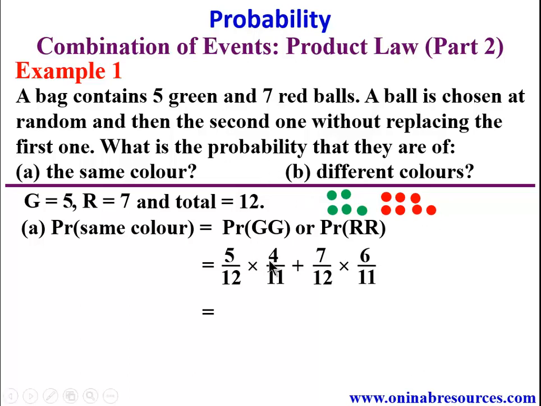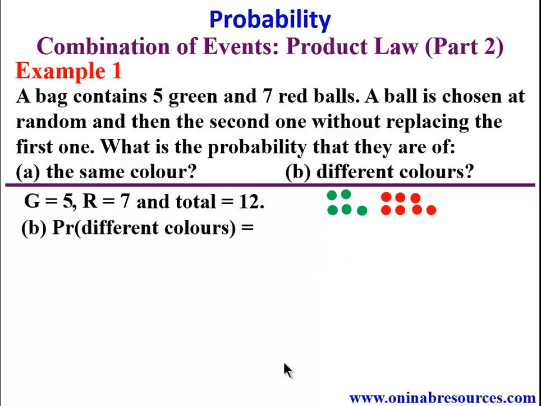So now I can have 2 times 5, 10, over 6 times 11, 66. Then plus 3 times 7, 21 over 66, 6 times 11. So that I now have it as 31 over 66. And that's the probability of selecting the same color without replacement. That is an example of dependent events. So we go to B part of the problem.